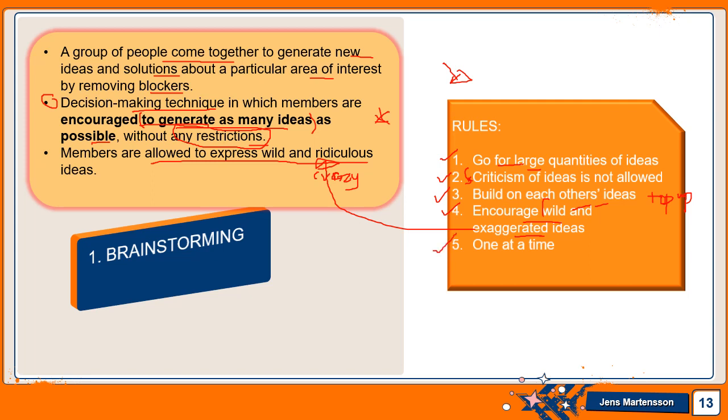And one at a time, meaning that each member must be given a chance to give an idea. Okay. So, satu idea pada satu masa. And until all ideas are exhausted. Maksudnya sampai dah tak ada orang dapat bagi idea dah. So, kutiplah sebanyak mana idea yang boleh diberi. So, that is brainstorming.